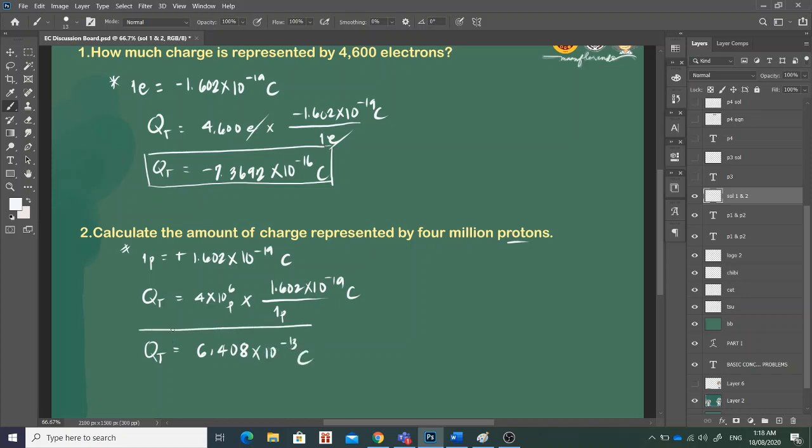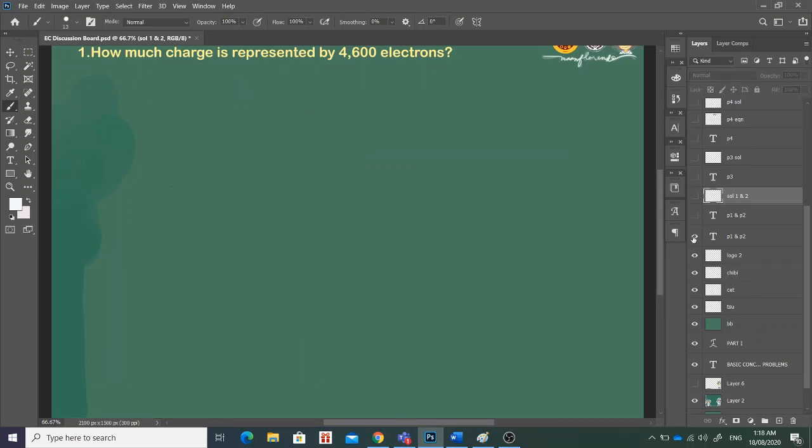Okay, so ganun lang kasimple yung ating problems 1 and 2, direct substitution of the amount of charge meron sa protons and electrons. Okay, proceed tayo sa number 2.